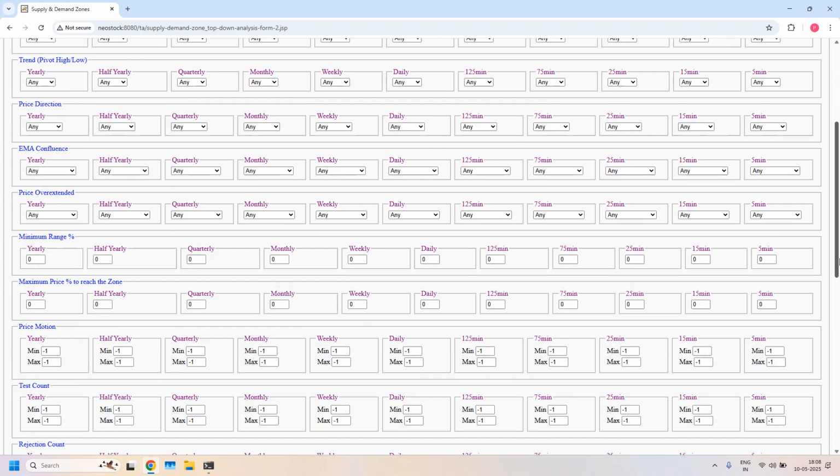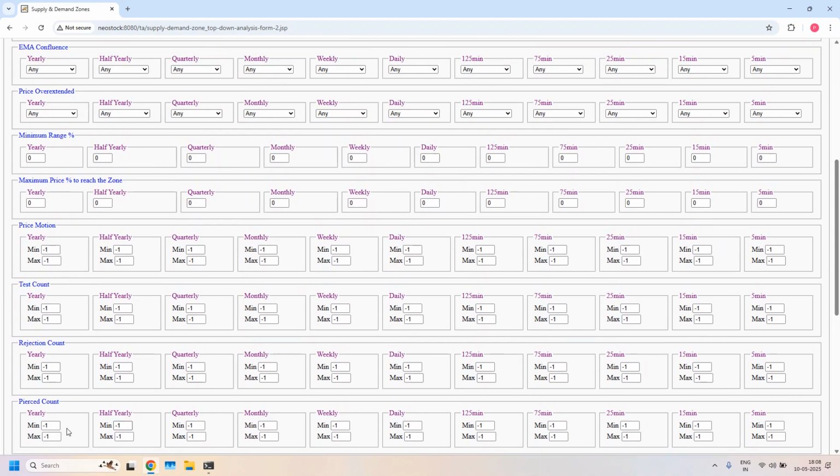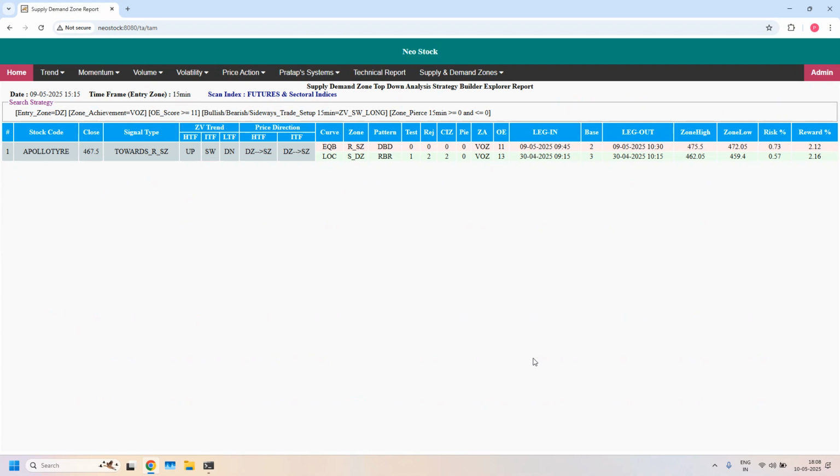And in 15 minutes demand zone should not be pierced. So in the pierced count parameter, at 15 minutes time frame, minimum value 0, maximum value 0. That means 15 minutes zone should not be pierced. Let's filter. We got 1 stock. So this is supporting sideways trade setup, long trade. Next, sideways trade setup, short trade.